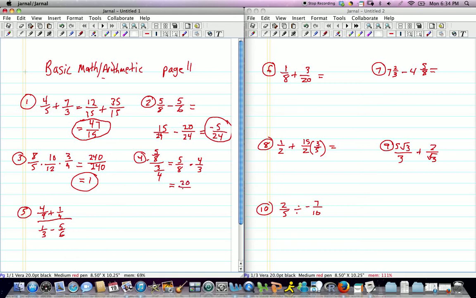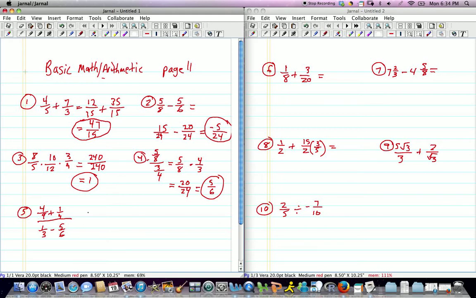We can take 8 times 3 and get 24. Now we can reduce this to 5 over 6 because 4 goes into both 24 and 20. So I divide both of them by 4 to get 5/6, which is my simplified fraction. We want to write all of our answers as simple as possible, or lowest terms.